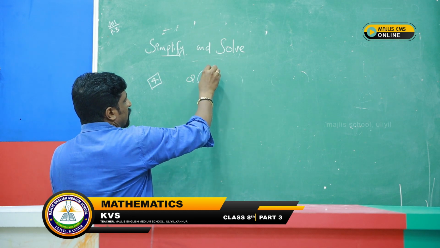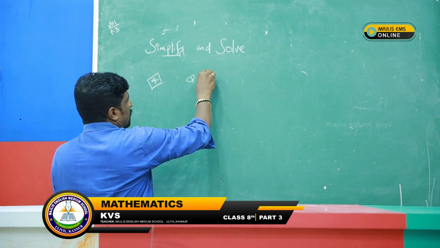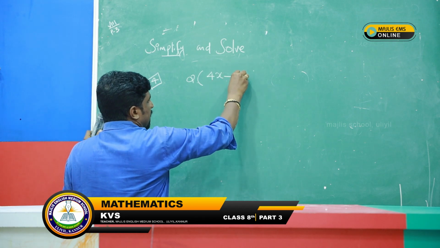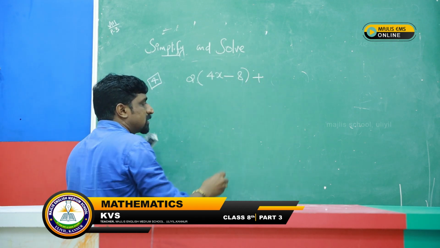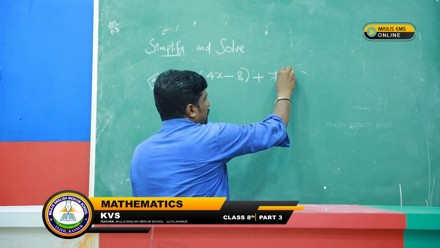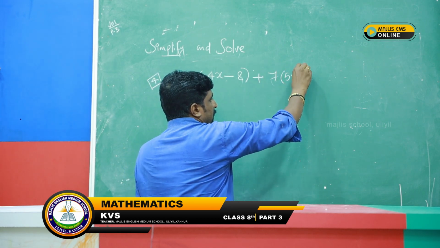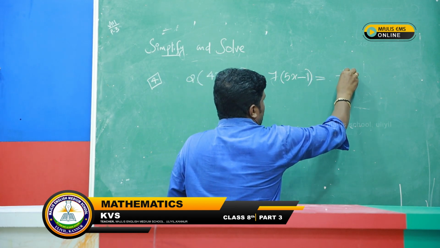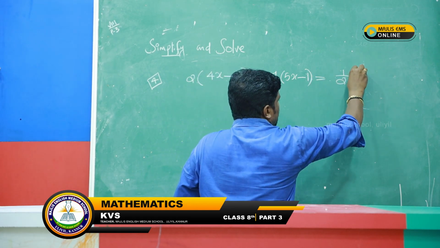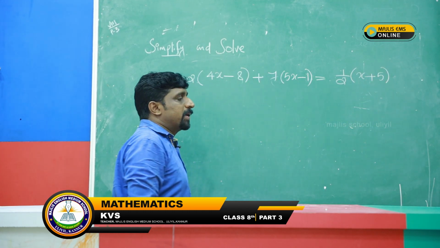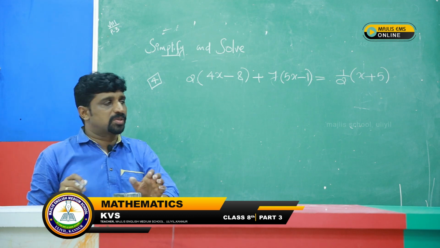2 into 4x minus 8 plus 7 into 5x minus 1 equal to 1 by 2 into x plus 5. The question is like this.